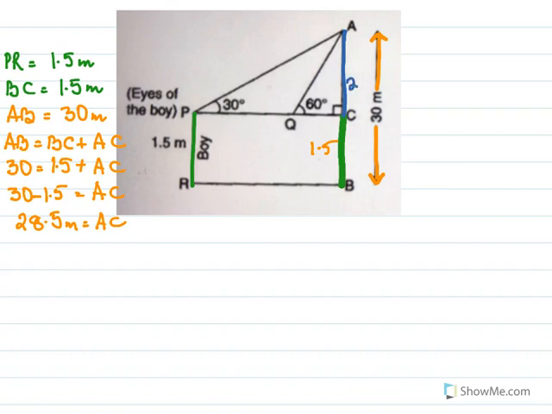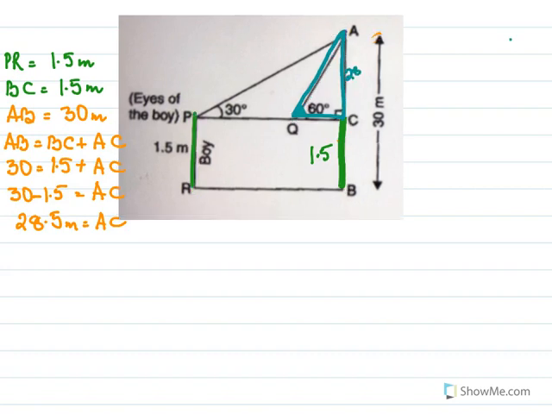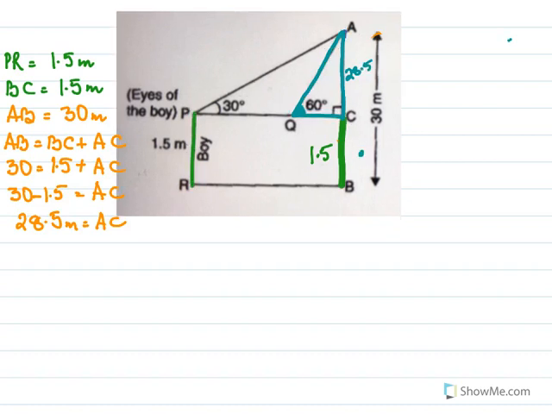So we'll mark this. Our AC is now here, 28.5. It's 30 minus 1.5. Next we are going to work on two triangles. One is a 60 triangle, which is this one. We are going to use trigo here, and then we'll use a 30. So we'll start with the 60. In the 60 triangle, this was given to us, 28.5.